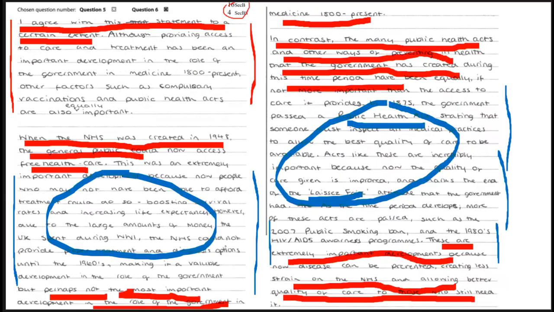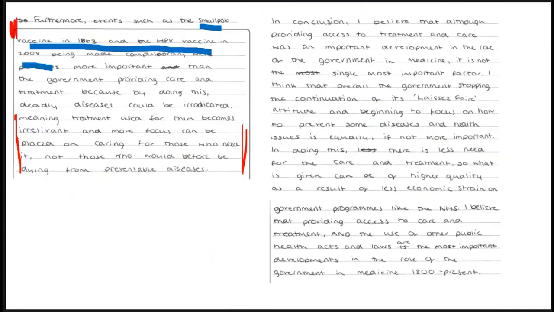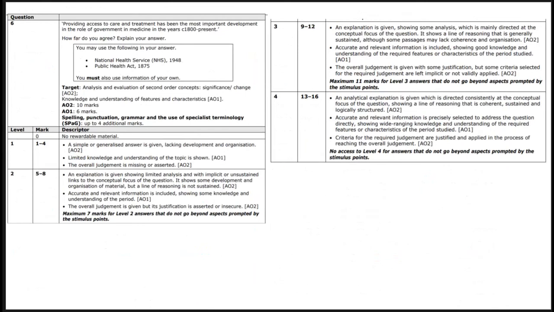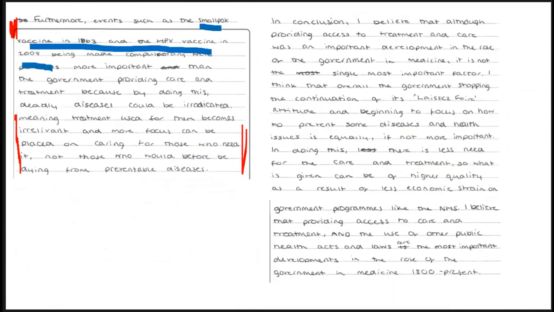So far in this answer, and you can see by the red and the blue, we've got a nice argument that's been driven forward. We've got a clear response to the question. There's an agreement, partial agreement with the question. And in the blue, we've got plenty of knowledge that is being used to support what is being said. Now, if you remember, when we go back to the mark scheme, there was a big emphasis here and here on a judgment. Okay, the 16 mark questions are the only questions in the medicine paper and the only questions on the Elizabeth paper that require a judgment. 12 mark questions do not require a judgment, but 16 mark questions do require a judgment. So let's have a look at the judgment.